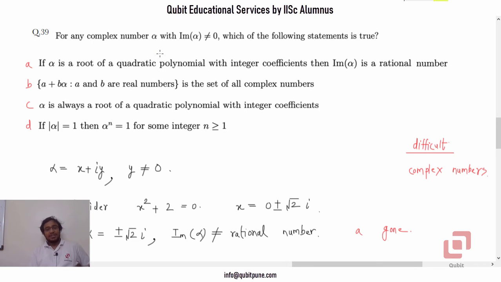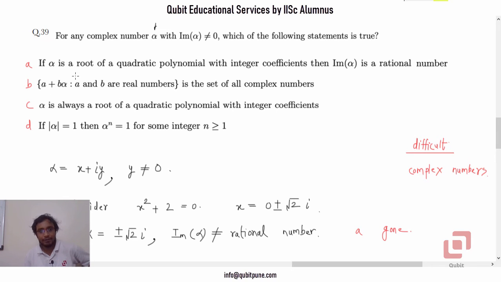Let's go to question 39. I found this to be on a higher note in terms of difficulty level relative to other questions. Question 39. For any complex number alpha with imaginary part not equal to 0, okay, that means alpha cannot be a real number. Which of the following statements is true?